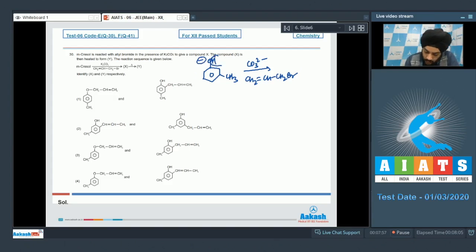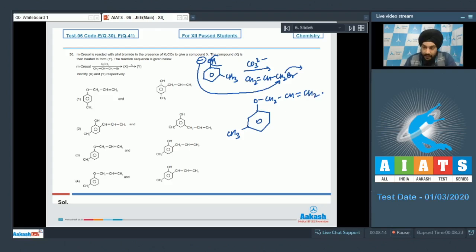Now this alkoxide is going to make an SN2 attack at the allylic position and substitute this Br. So this is going to lead to the formation of this compound. This is the compound which has been labeled as X by the examiner.